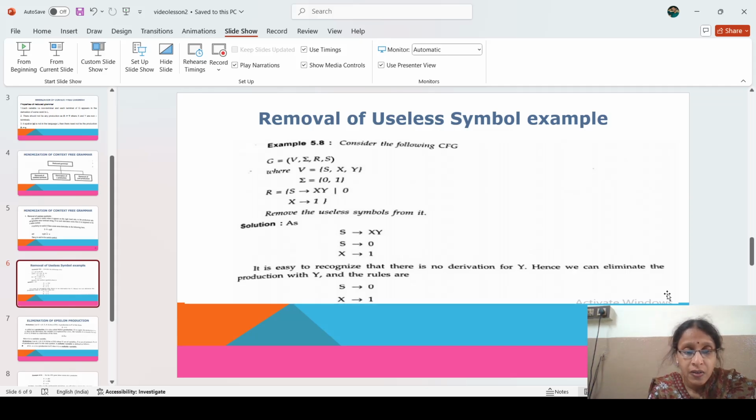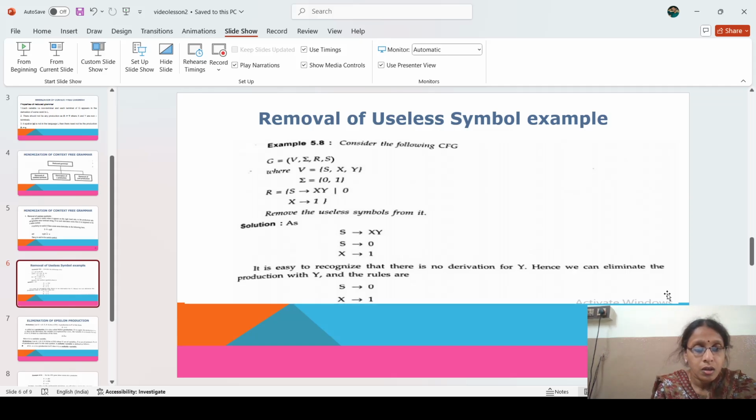But y does not derive any symbol, so y is a useless symbol. It is easy to recognize that there is no derivation from y, so from y it does not derive any terminal string. But from x it can derive the terminal string 1. So here we can eliminate the production y, because from y it does not derive any string.